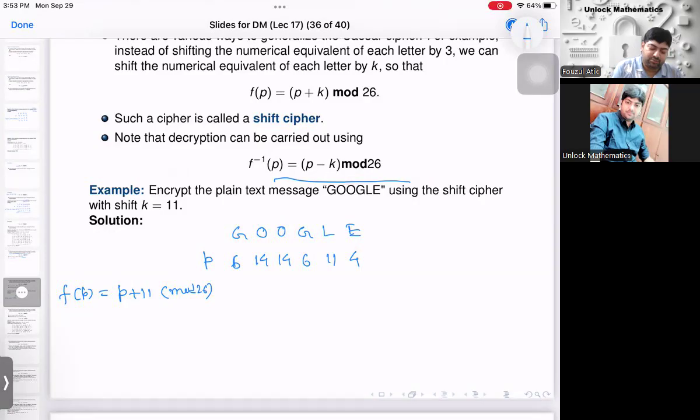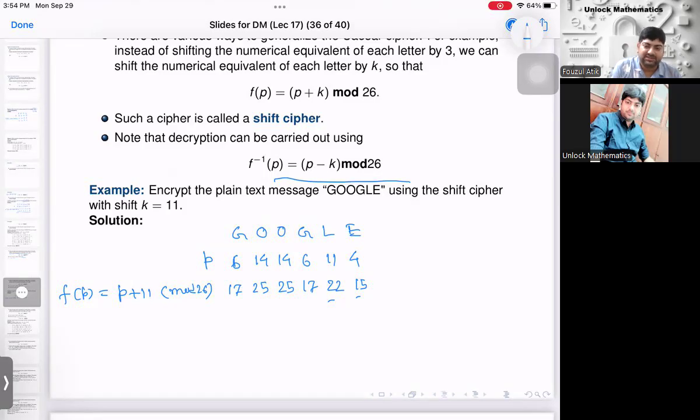Then f(P) equals P plus 11 mod 26. Now 6 will be replaced by 6 plus 11 mod 26, which is 17. 14 plus 11 is 25, again 25. 6 plus 11 is 17. 11 plus 11 is 22. 4 plus 11 is 15. So here all of them are straightforward keys. If the sum is more than 26, you have to take the remainder. But if it is no more than 26, you take the number itself.